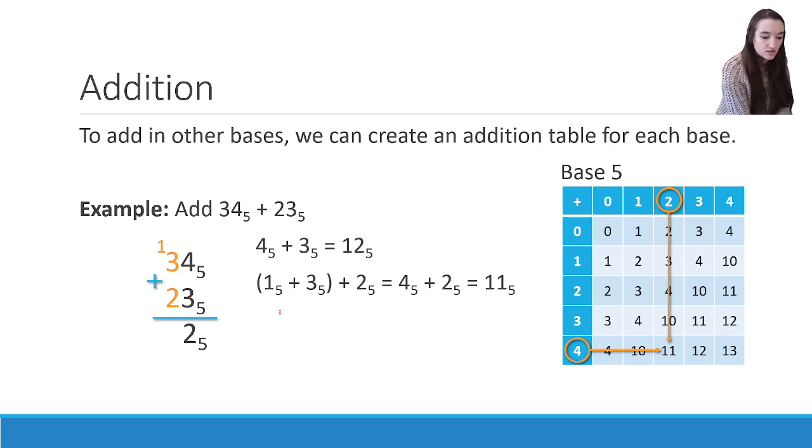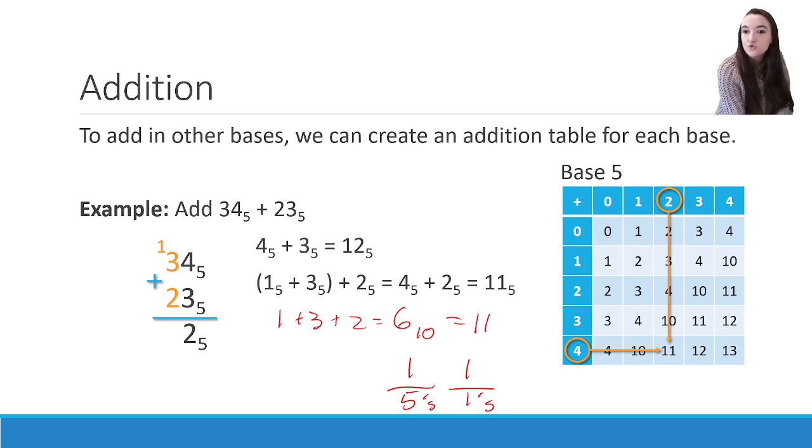Again, we can just do what's 1 plus 3 plus 2. Together, that's 6 in base 10, but then we need something in base 5. Base 5, it's going to be how many 5s and how many 1s, how many left over. To get to 6, we have 1 5 and 1 left over, so it's 11. We can do that math as we go.